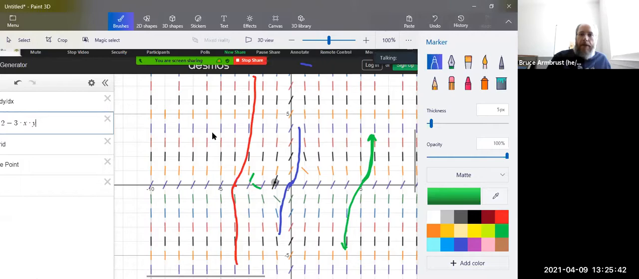All right, let me stop sharing. So is that better for 13? Again, it's the same kind of idea as 7. It's just you have to generate it yourself.